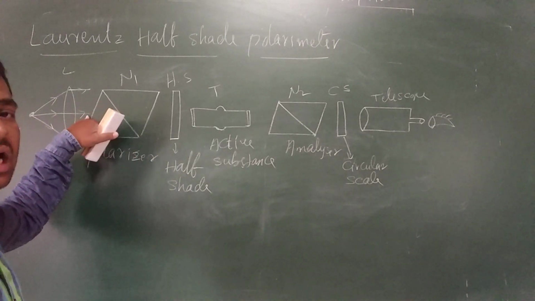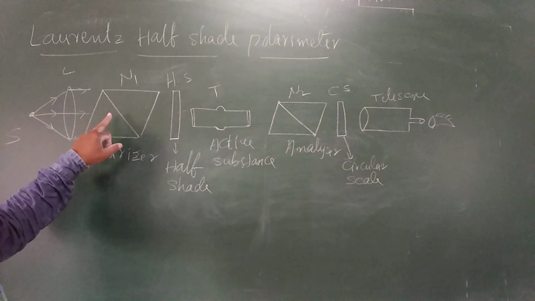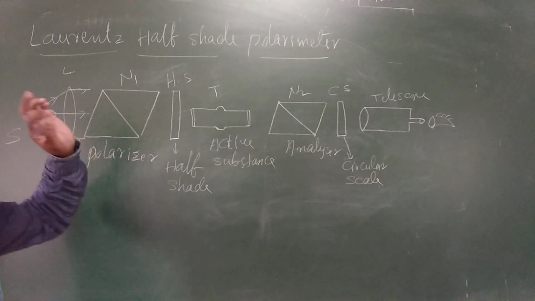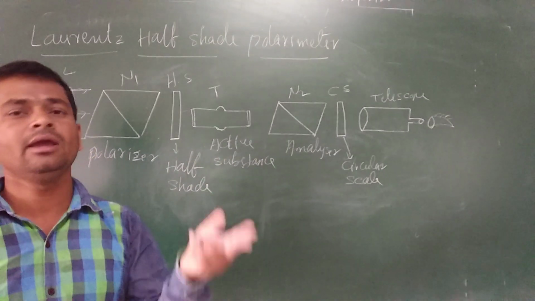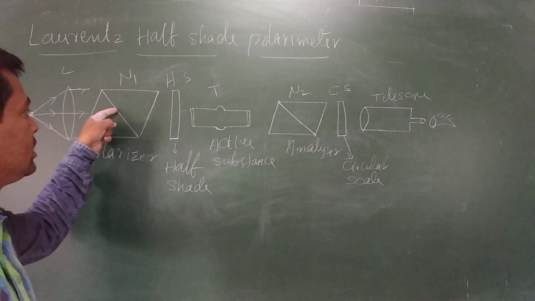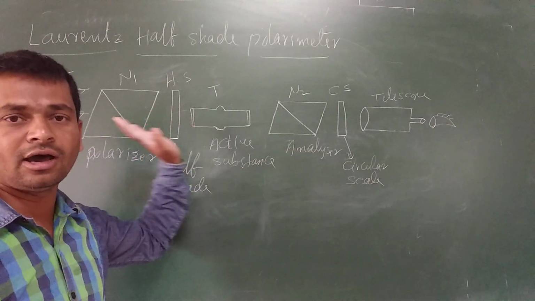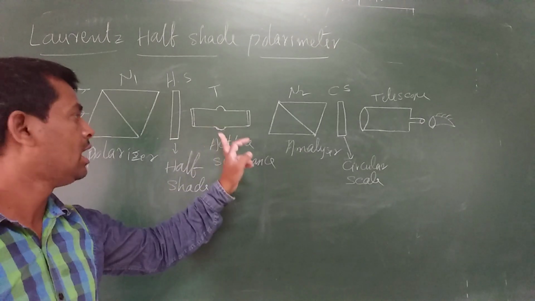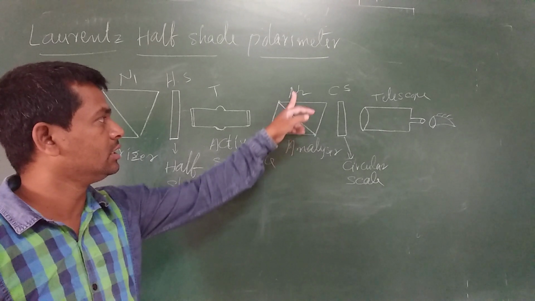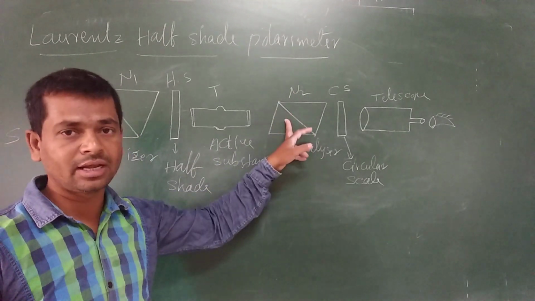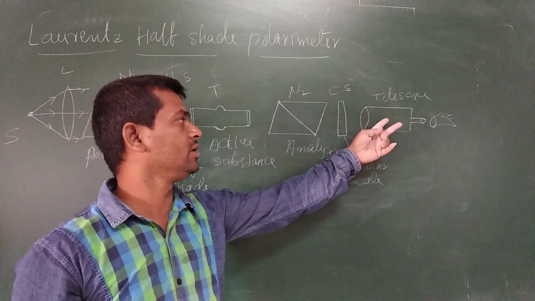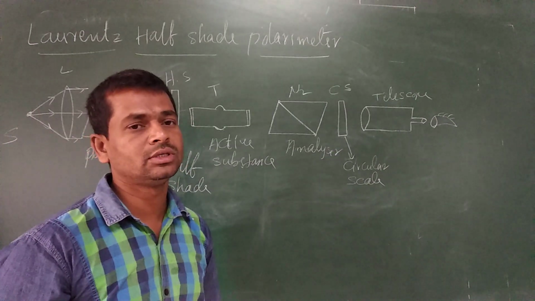And it falls as unpolarized light on the polarizer and it produces polarized light. Means it is converted into two rays, ordinary ray and extraordinary ray. The ordinary ray is stopped by the Canada balsam, and the extraordinary ray moves in this direction, falls on the half shade and enters the active substance, means the tube, and next enters the Nicol analyzer N2, and finally falls on the scale. It will be viewed by the telescope like this.